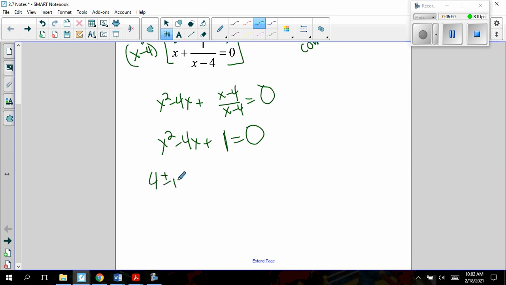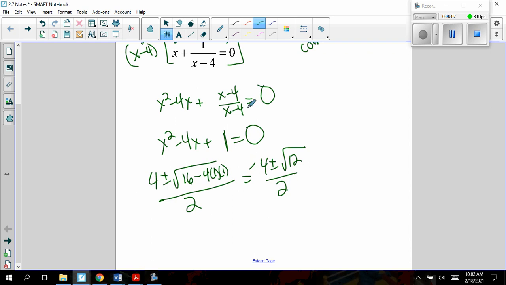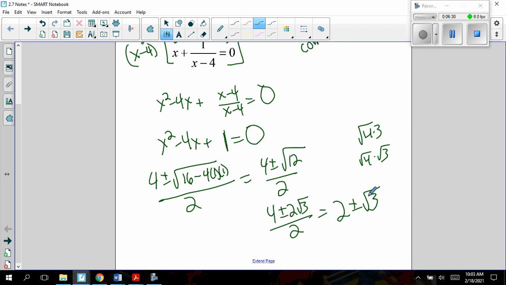So I'd have 4 plus or minus the square root of 16 minus 4 times 1, all over 2. Sorry, I should go a little slower here. Which would be 4 plus or minus the square root of 12 over 2. That is not a negative symbol, it's just an accidental mark. If we want to simplify, the square root of 12 is the square root of 4 times 3, and the square root of 4 is 2, so this would be 4 plus or minus 2 square roots of 3 over 2, which then again would simplify to 2 plus or minus the square root of 3.